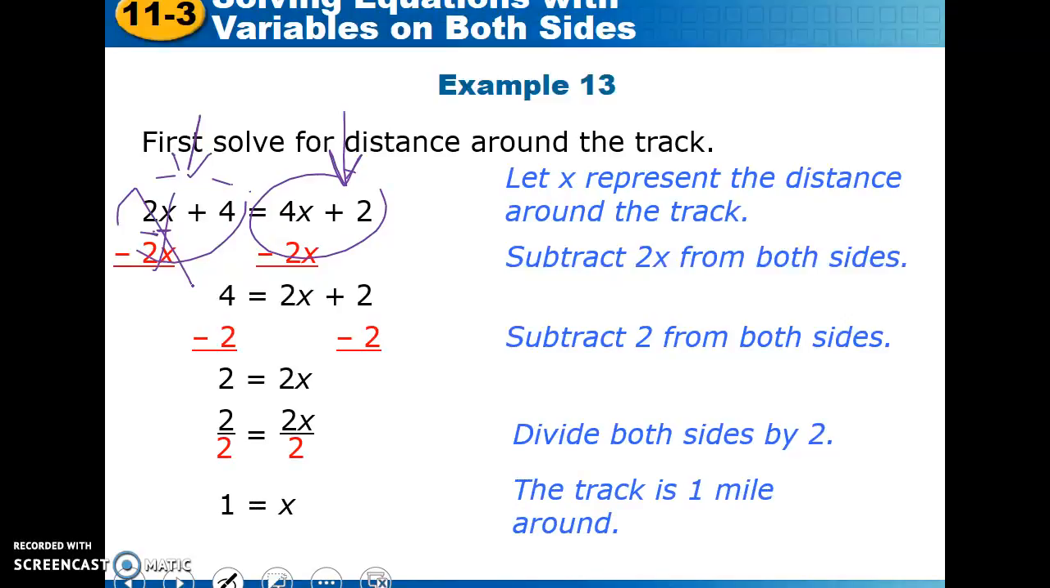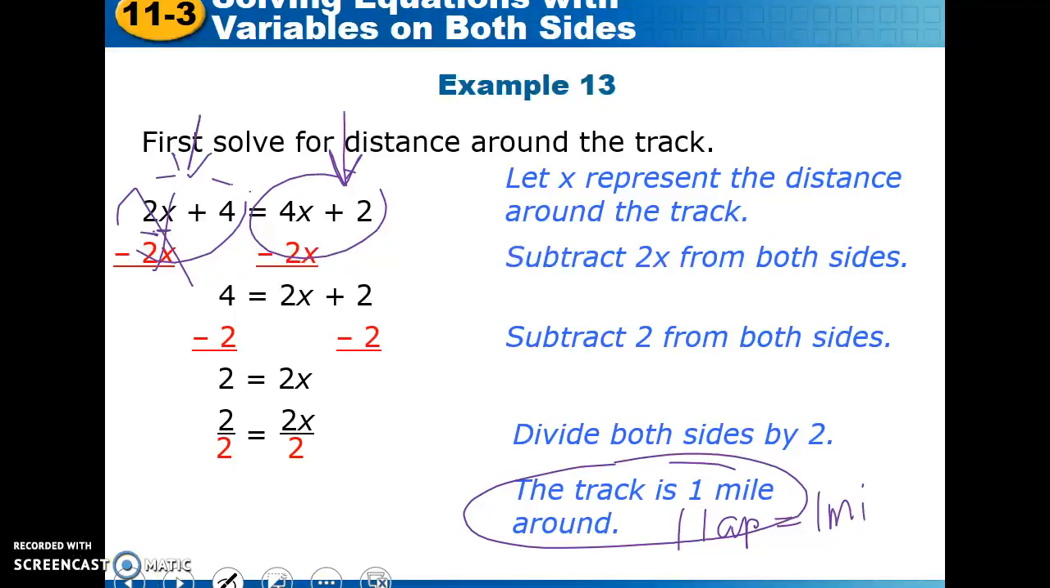1 equals x. So that tells us that 1 lap equals 1 mile. Okay, 1 lap equals 1 mile. Let's go back to the question. It says on Saturday she just walks laps.